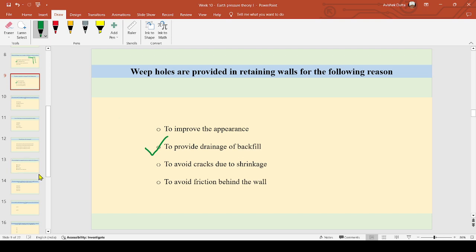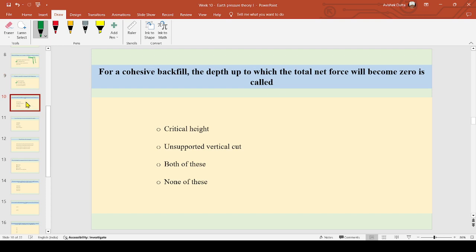Next question. For a cohesive backfill, the depth up to which the total net force will become zero is called. What is the answer?